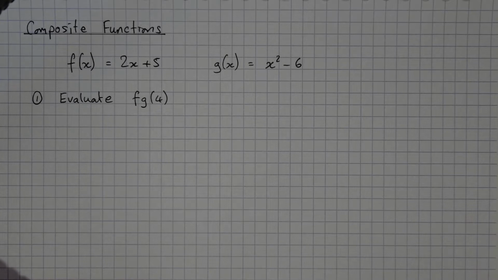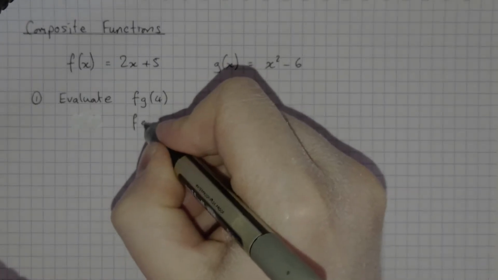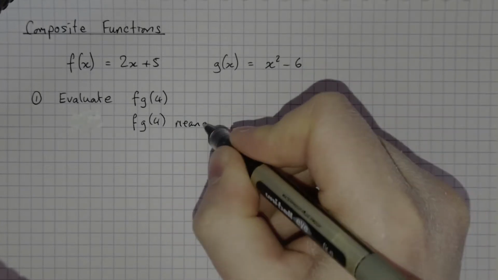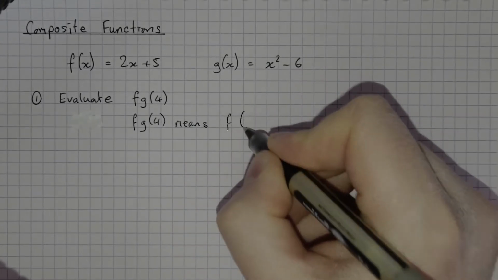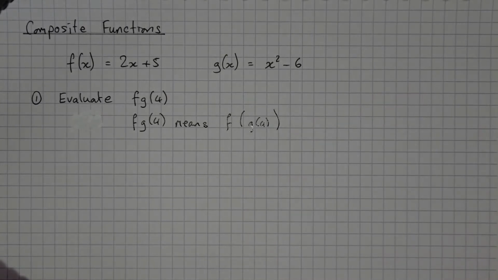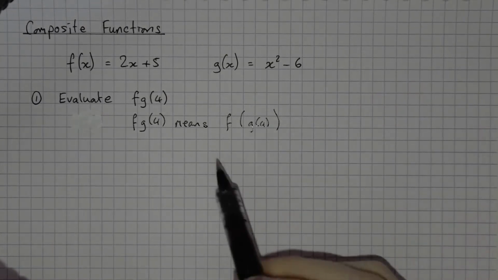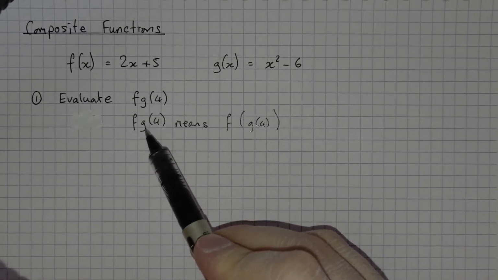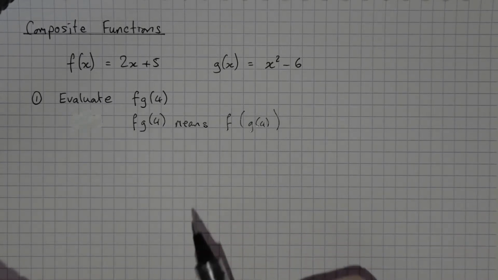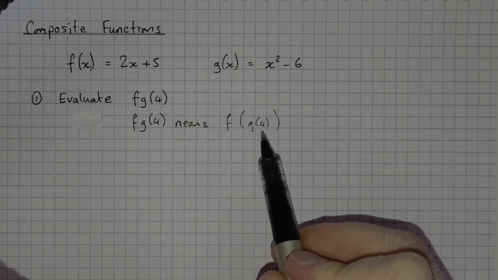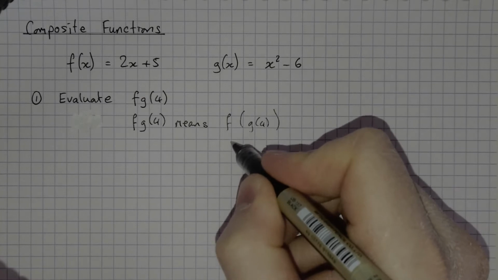But here's how I'd like you to write it out, please. fg of 4 means do f to whatever g of 4 is. Okay, that might look more complicated, but this is how I want you to write it out. So fg of 4, yes, it means do g first and then f, but another way of interpreting that, and perhaps a better way, is do f to whatever g of 4 is. And then I can carry on.